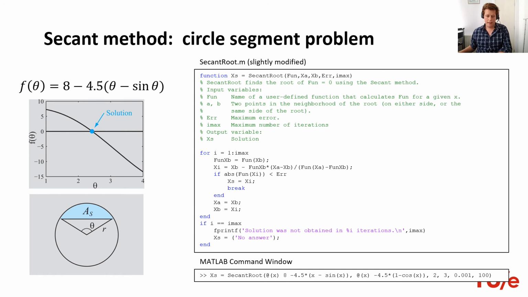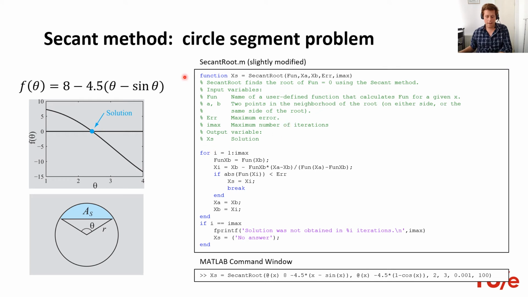Let's also apply the secant method to the circle segment problem. Just a brief recap: in the circle segment problem we are given the area A_S and the radius of the circle, and we are to compute the angle theta in this geometric picture. And you can draw f of theta. The solution is between 2 and 3. This is a nonlinear function that you have to find the zeros of.